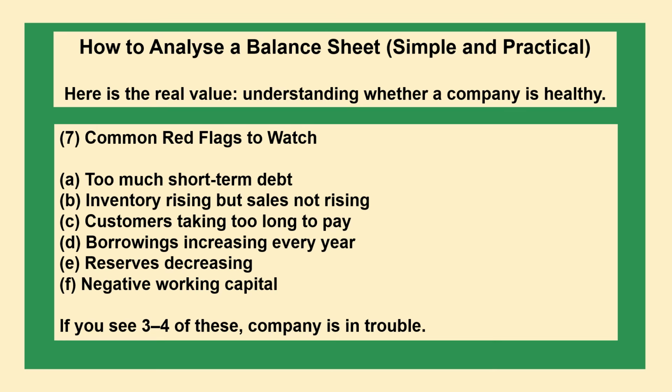Number 7. Common red flags to watch. Too much short-term debt, inventory rising but sales not rising, customers taking too long to pay, borrowings increasing every year, reserves decreasing, negative working capital. If you see 3 to 4 of these, company is in trouble.